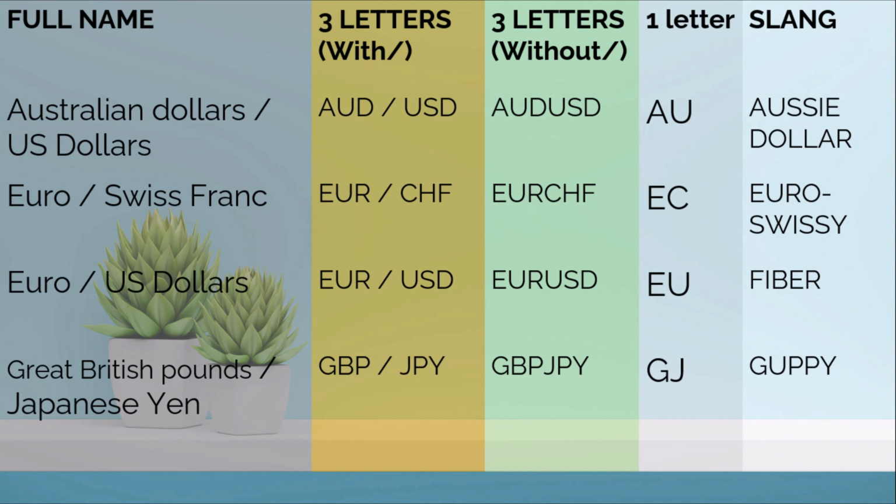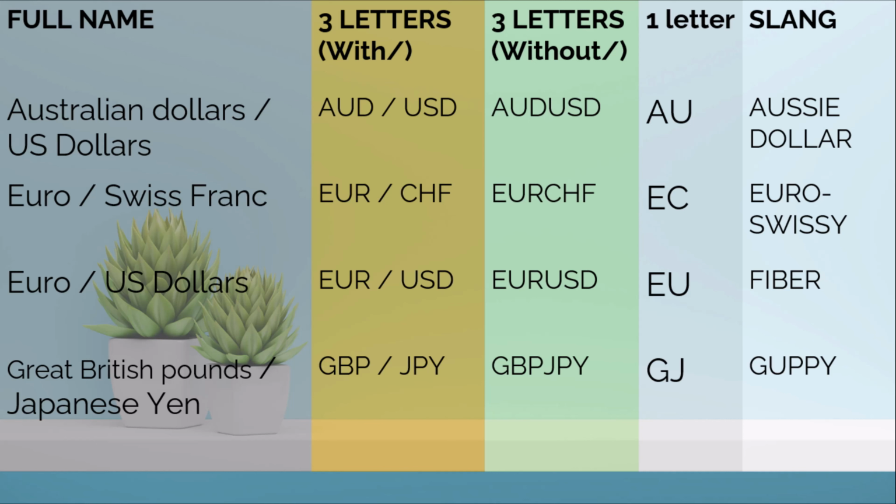How do you write currency pairs? You can write currency pairs in different styles. You can write the full name, you can write the 3-letter code with a slash in between, you can write the 3-letter code without a slash, you can write the 1-letter code, and you can as well just write the slang. So the full name, in talking about Australian dollar against United States dollars, that's the full name of a currency pair, which can actually be written as AUD/USD or AUDUSD. So this can also be called AU and the slang Aussie dollar.